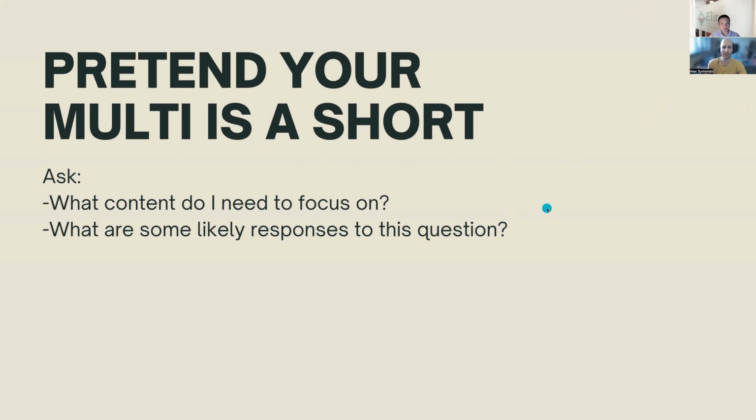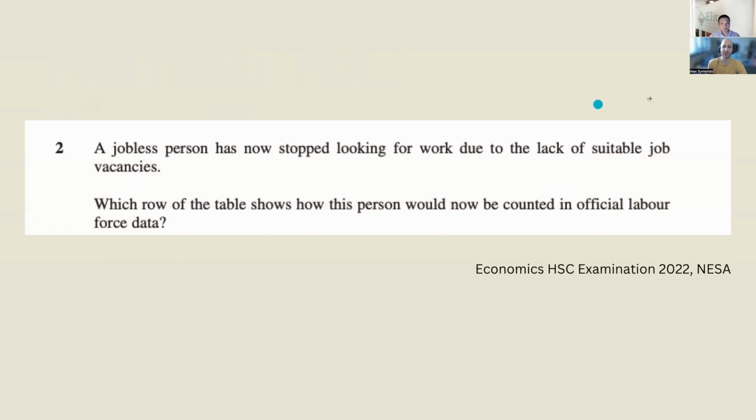So say we've got this question here. The question reads, and this is from last year's New South Wales Economics HSC: a jobless person has now stopped looking for work due to a lack of suitable job vacancies. Which row of the table? Okay, we don't have the row of the table, and that's fine. All we're going to do is focus on this part here. If I've got a jobless person who has stopped looking for work, I'm starting to think that we're looking at someone who is unemployed in some way because they're no longer looking for work. This is because of the lack of suitable job vacancies.